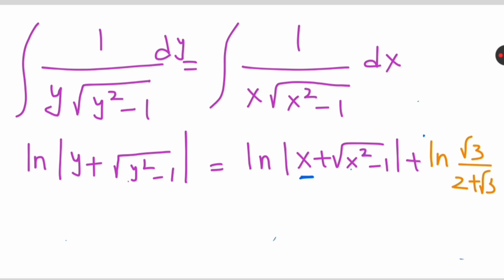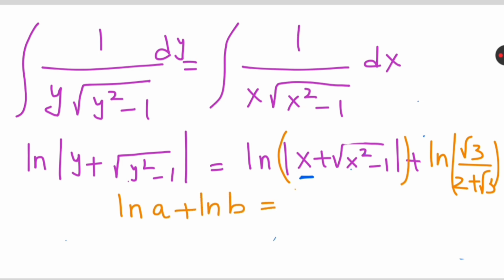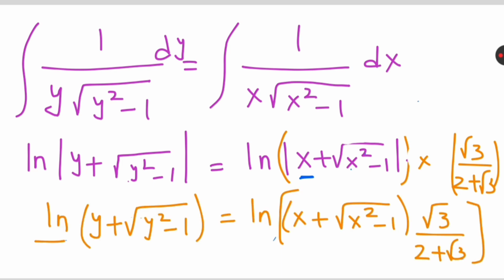Now observe the right hand side. We have ln of some a plus ln of b. It is a plus term. Ln of a plus ln of b. When we have an addition term, we can write this as a product term, ln of ab, isn't it? So use that property here. We can write this as ln of x plus square root of x square minus 1 times root 3 over 2 plus root 3. So here we have a ln term and here we have a ln term.